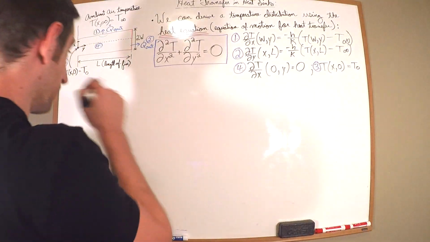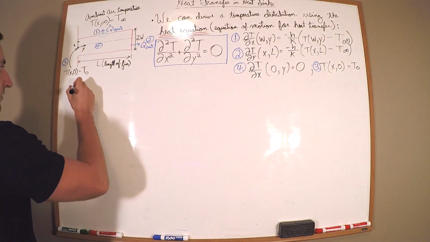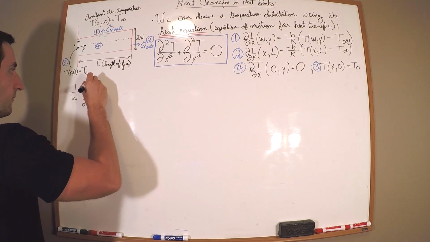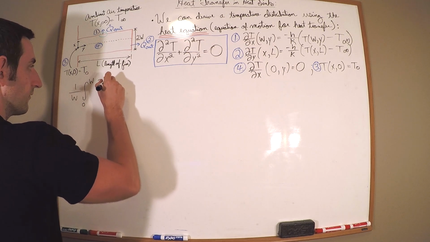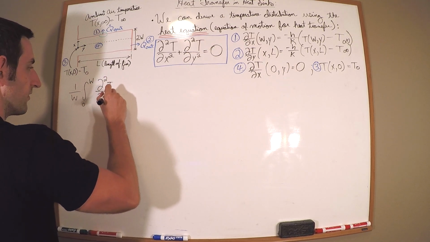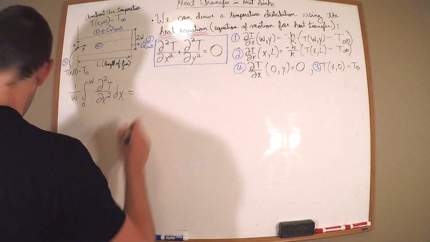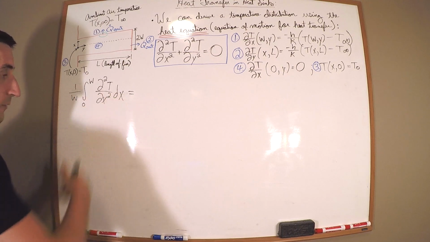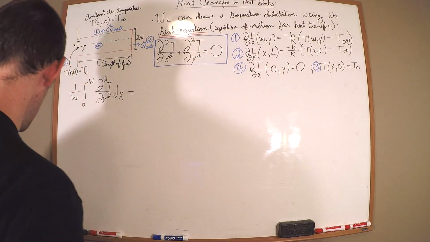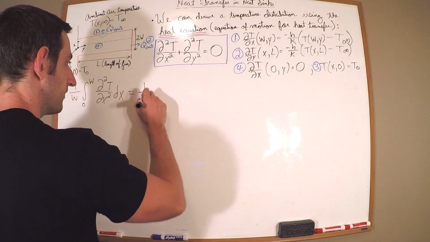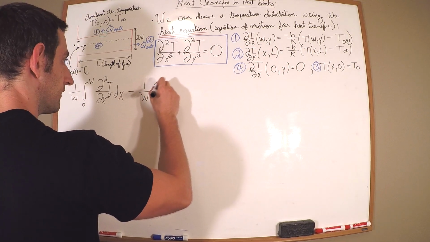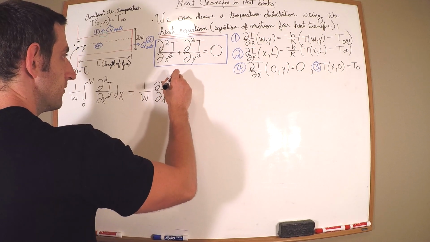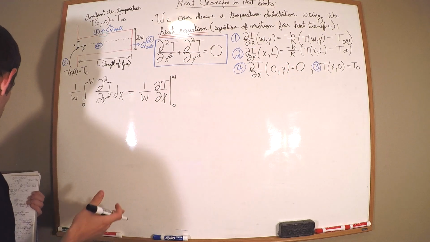So what we're going to do is use the same exact formula. We're going to basically put 1 over w times the integral from 0 to w of the second derivative of the temperature distribution with respect to x. And when we do this, this is a function of x, so we have to account for that. We drop from the second derivative down to the first derivative, and we end up with 1 over w dT/dx, and that is defined from 0 to w.